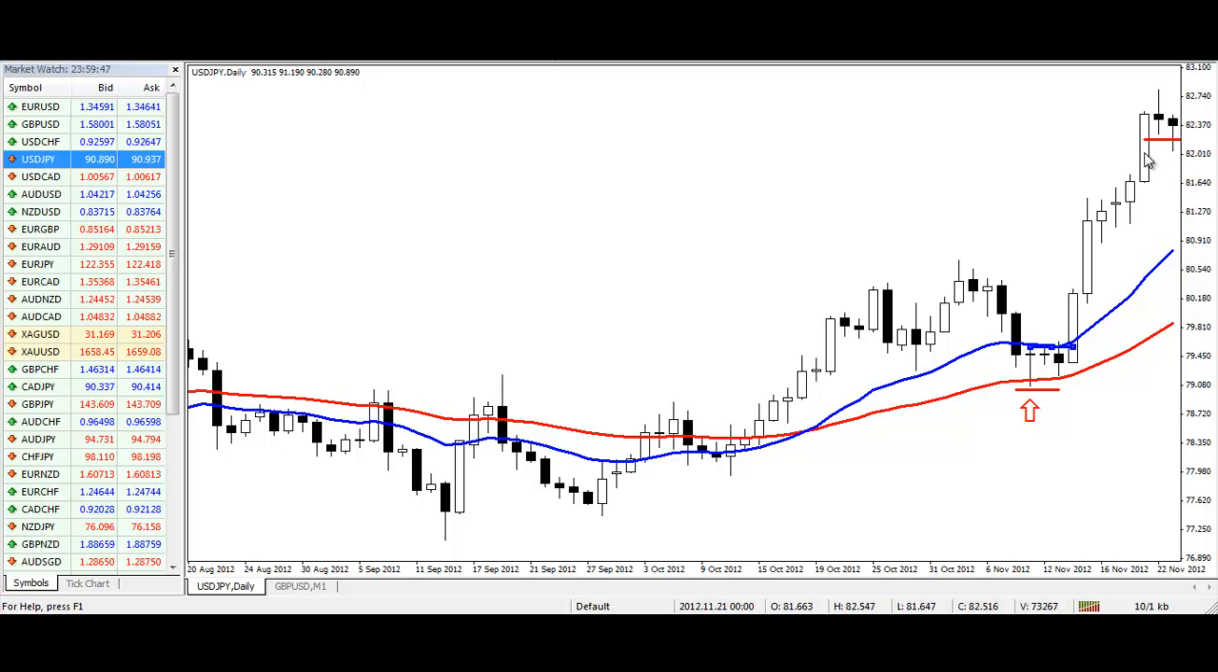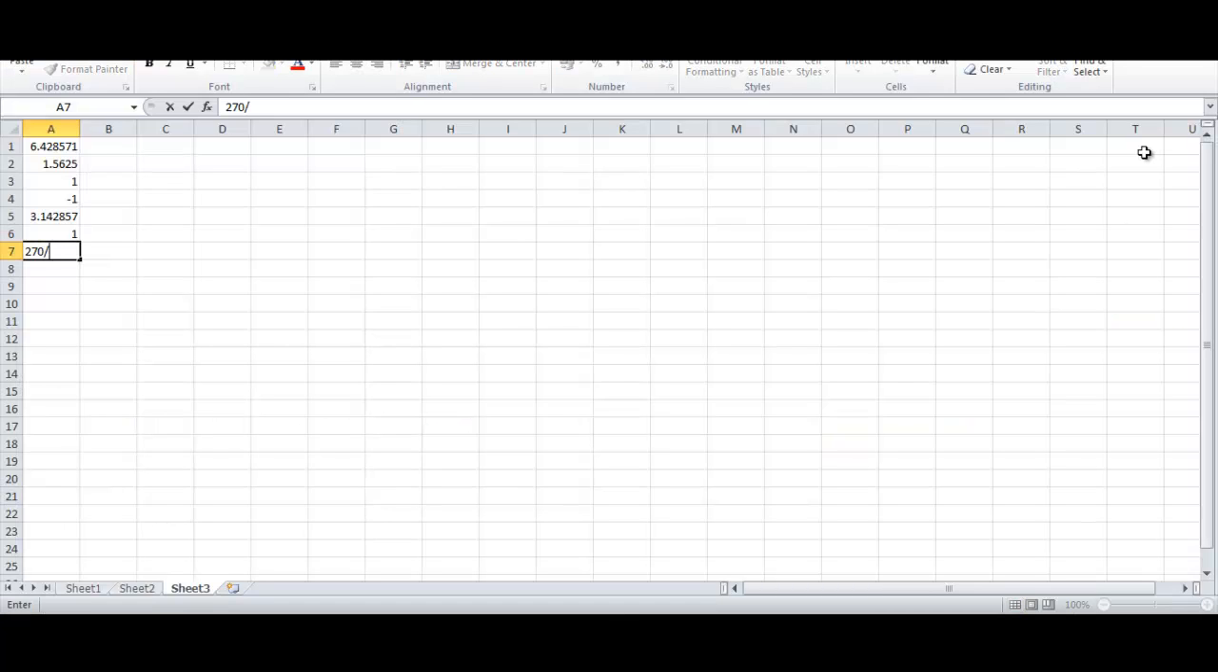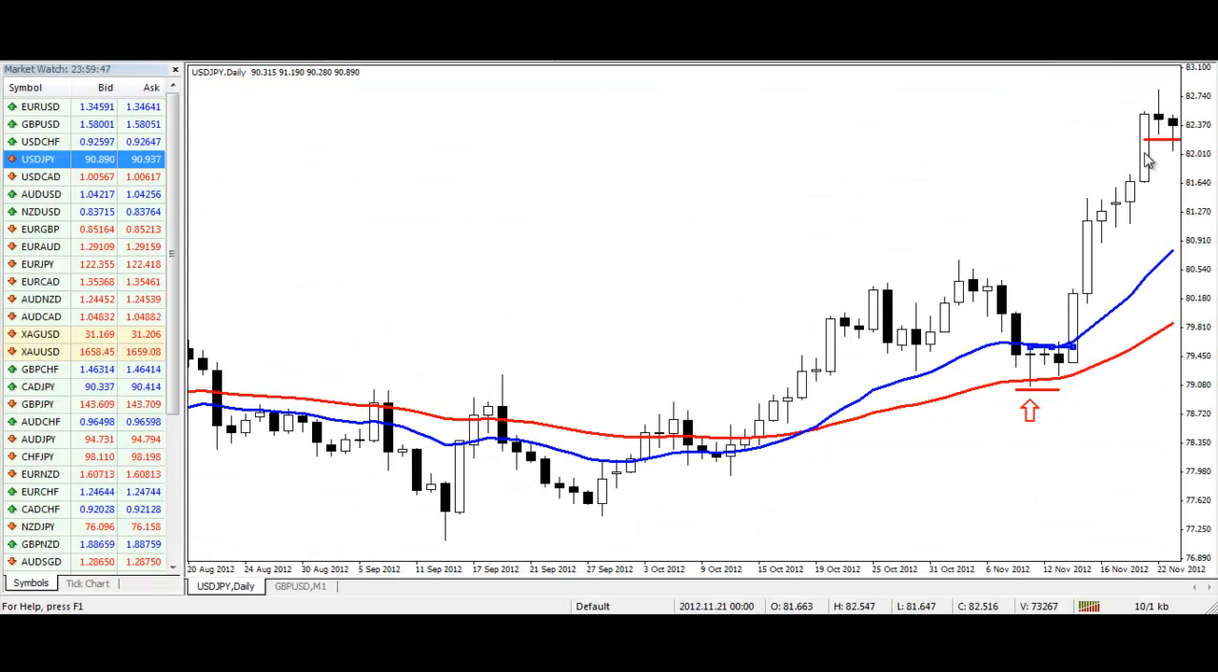And actually it worked out to be a good exit. So made 270 pips from a 50 pip stop. It's at a 5.4 there. That's a solid trade. That's a solid reward to risk. We've actually now jumped straight back in again and got ourselves a bullish pin bar.